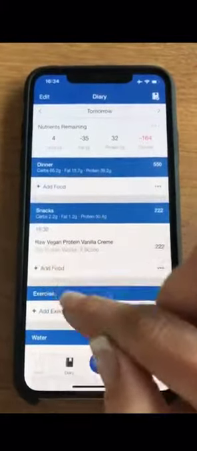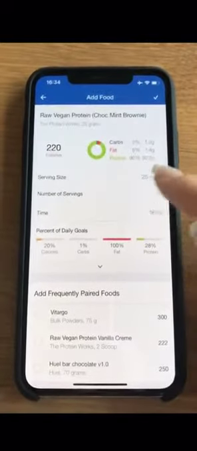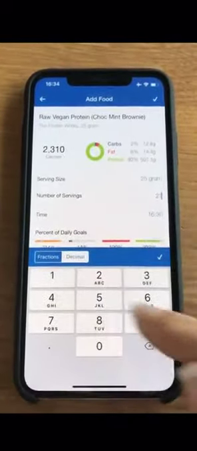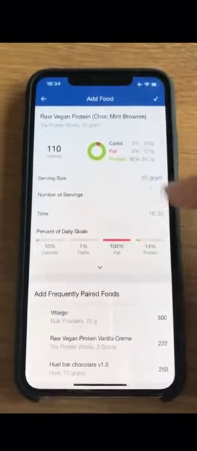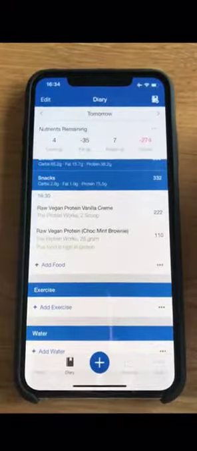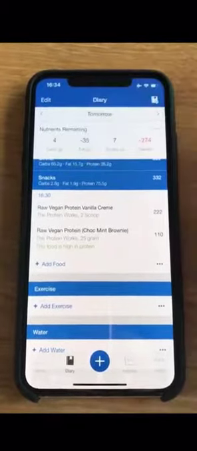So what I would say, well, what if I had another protein shake before bed? And what if I just had 1 scoop? Let's change this here. If I just had, nope, that's 21, 1 scoop of choc mint brownie protein just before bed. What is that going to do to my totals? Ta-da! Look at this. 7 grams of protein left, 4 grams of carbs.